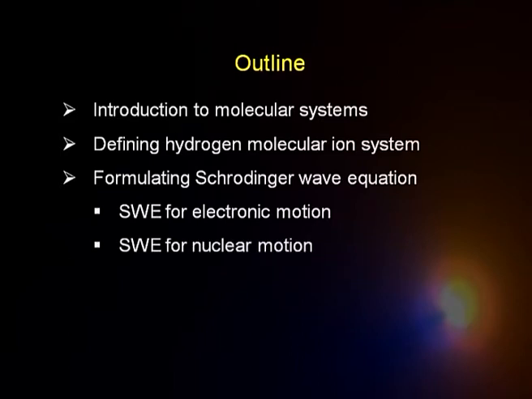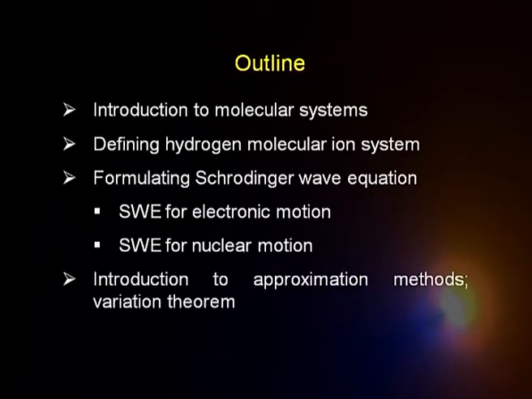And thereafter, we will realize that in order to move further, we need to introduce some kind of approximation methods. In this context, we will talk a little about the variation theorem, which we are going to use in subsequent sessions to solve the hydrogen molecule ion problem. And towards the end, we will try to sum up what we do today.